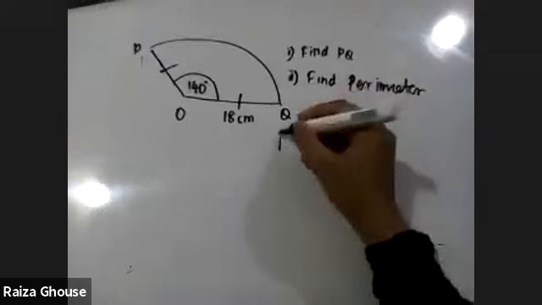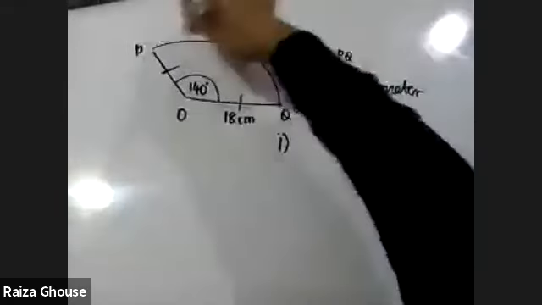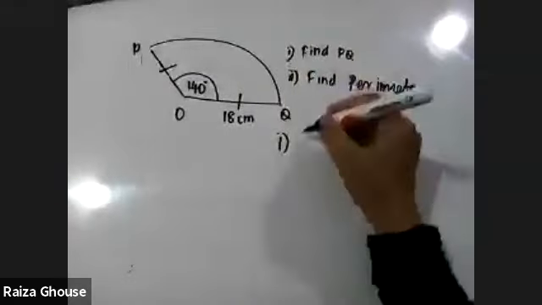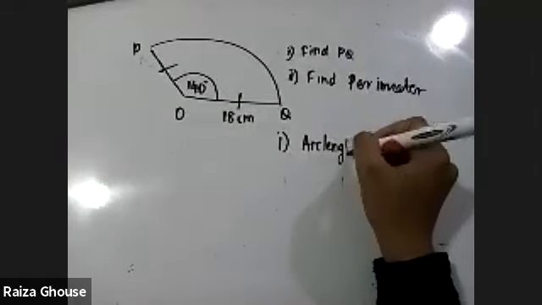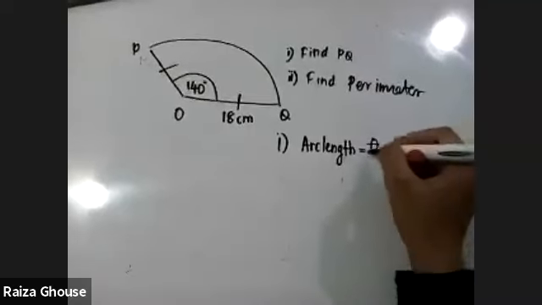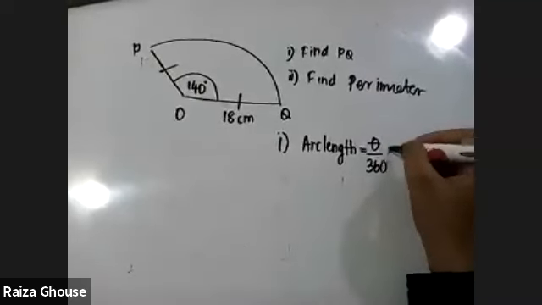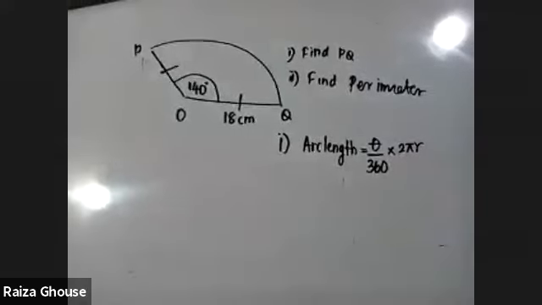Now let's discuss PQ. PQ is the arc length. Arc length equation, right. Let's write down arc length. Please write down these things. Don't be lazy. Theta over 360 into 2 pi r. That is the first step.